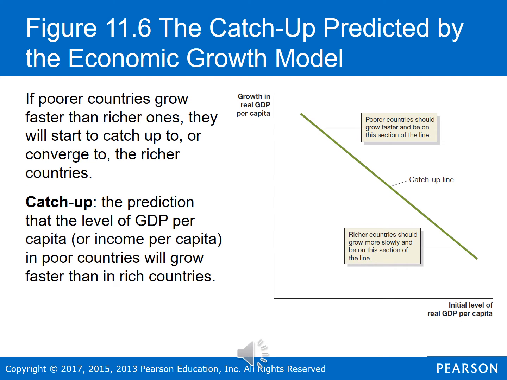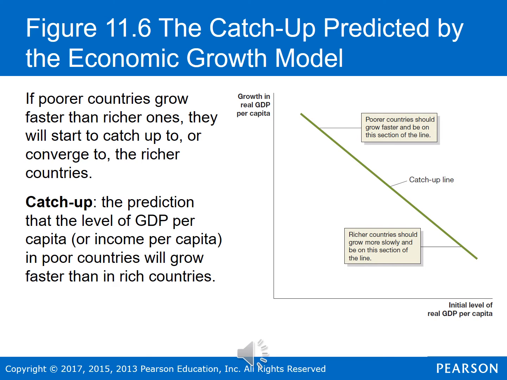So if poor countries grow faster than rich countries, they're going to start to catch up, or they're going to do what we call converge to the richer countries. This idea of convergence, this idea of catch-up, is a prediction that the level of GDP per capita in poor countries will grow faster than in rich countries.